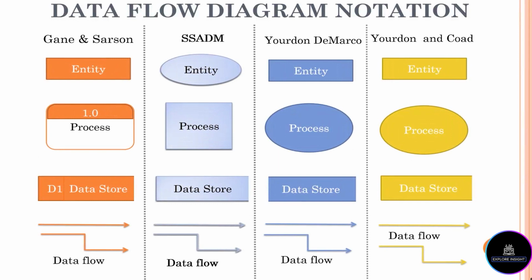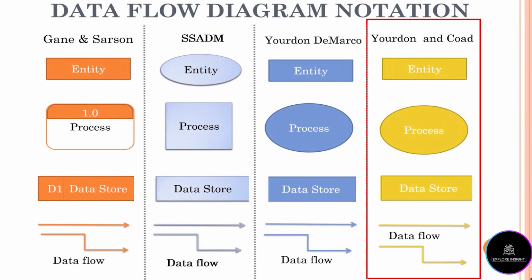Towards my right, we have Yourdon and Coad. Here, the entity component is represented with a rectangle shape, and the process with a circular or oval shape. For the data store, it is represented as a rectangle with the right side open. And then for the data flow, it's depicted by an arrow.